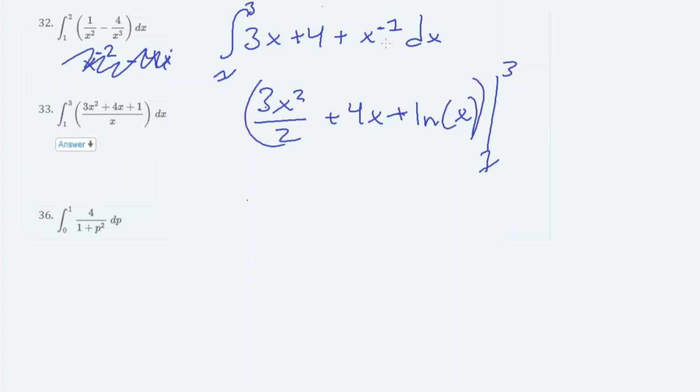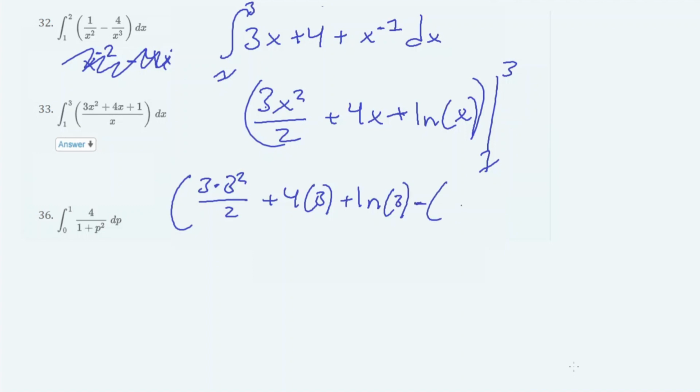So we could just start plugging in stuff. We're going to have 3 times 3 squared over 2 plus 4 times 3 plus ln 3. And then that's going to be minus, we're going to plug in 1 for here. So we're going to have 3 times 1 squared, which is just 3, 3 over 2 plus 4 plus ln 1. So ln 1. And now all we need to do is simplify all this.